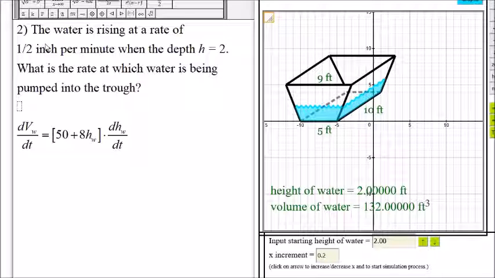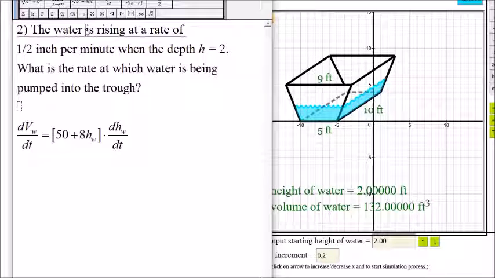And then we have a second question. The water level is rising at a rate of 1/2 inch per minute when the height is 2 feet. And so right now the height of the water is at 2 feet. What is the rate at which water is being pumped into the trough?